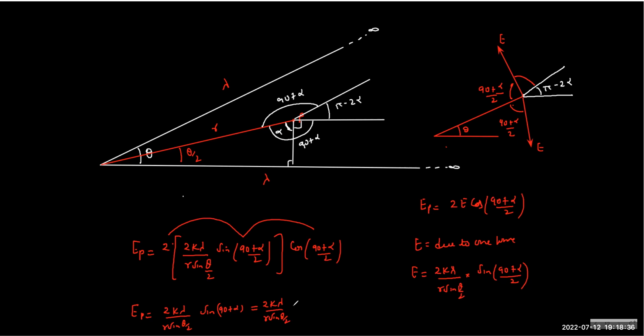And alpha is how much? 90 minus theta by 2. Alpha is 90 minus theta by 2. So cos alpha will be sin theta by 2. Eventually this is sin theta by 2. This answer is amazing: 2k lambda by R.